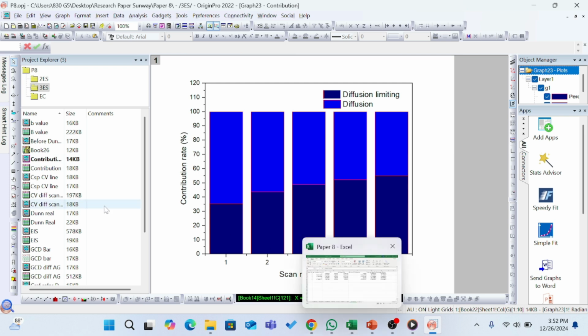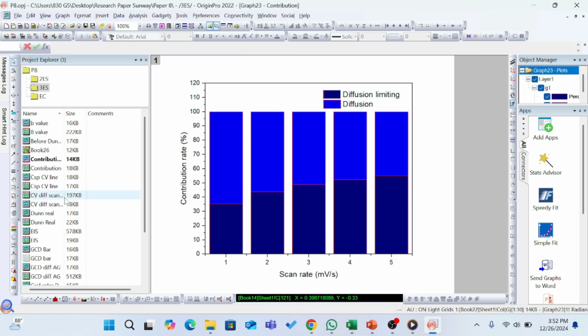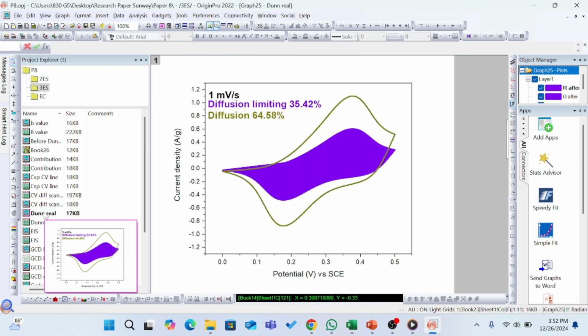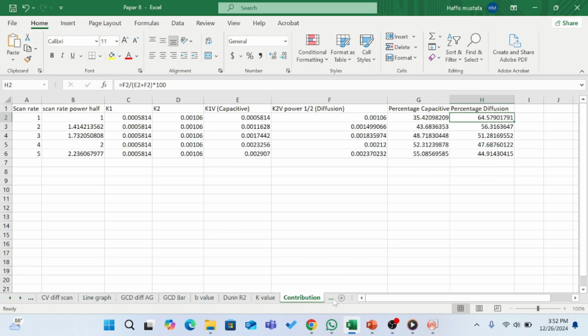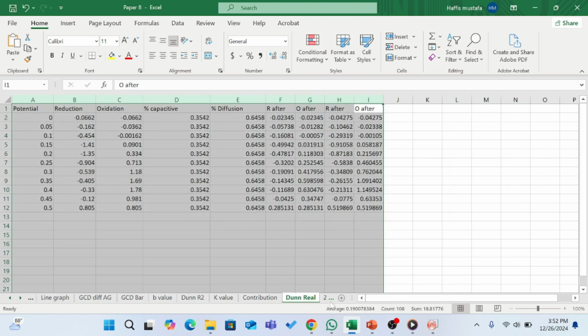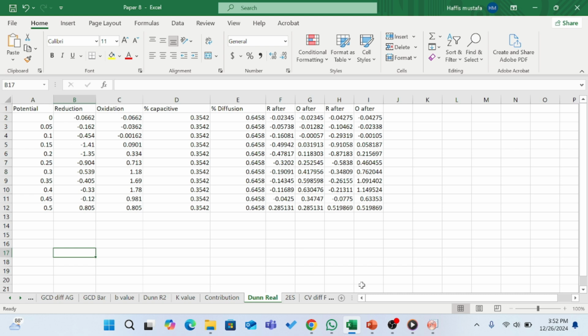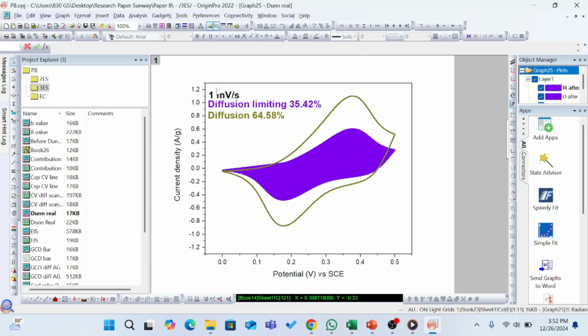Okay. However, people are wondering and they want to see a graph like this one. So how can they achieve this graph? To achieve this graph, it's a little bit difficult, not that difficult. So we're going to see here the Dunn real. You just need another tab called Dunn graph. So first is the potential. Like in this graph, we just pick 1 millivolt per second, meaning that I want to know the contribution at just 1 millivolt per second. If you want to plot for the other scan rates, also can, it's no problem.